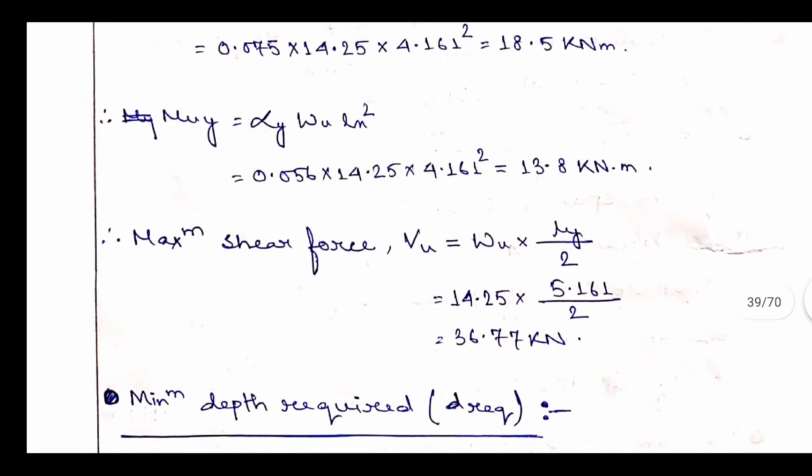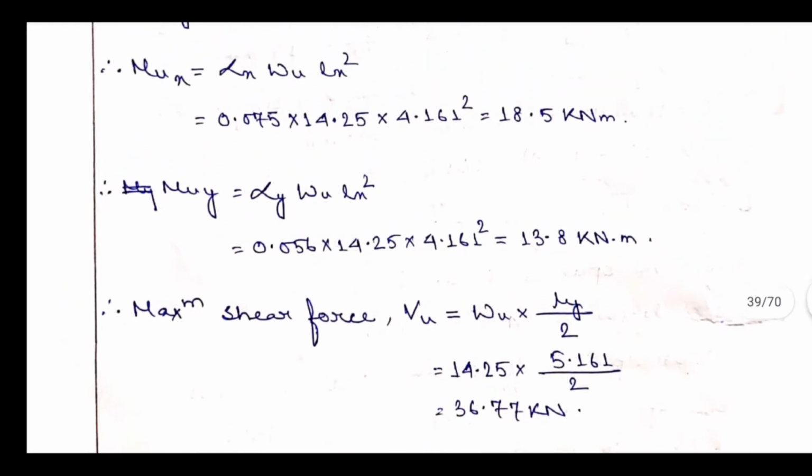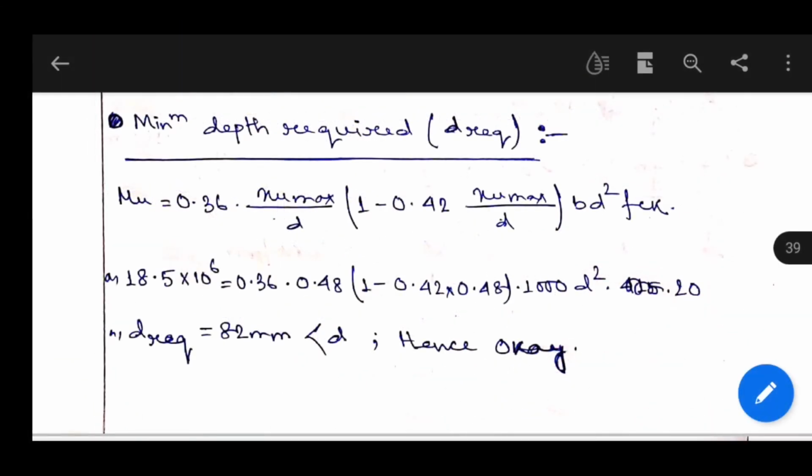Now we have to find out maximum shear force, that is Vu equals to W into Ly by 2. Now we have to find out the maximum shear force value, that is Vu equals to W into Ly by 2, that is equals to 14.25 into 5.161 by 2, that is equals to 36.77 kilonewton. Now next step is minimum depth required.